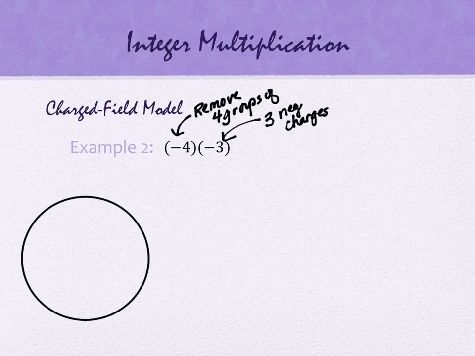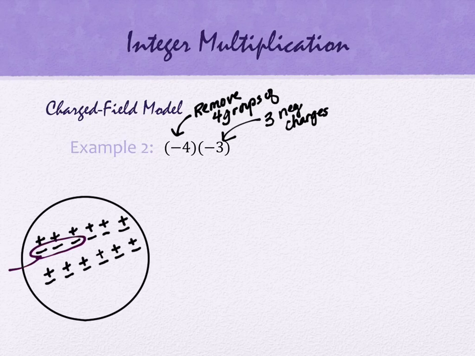So in order to remove them, they have to be there, and so I'm going to insert positive and negative pairs. And there are going to be 12 positive and negative pairs that I'm going to put in there. My circle still has a charge, if you will, of 0 because the negatives and the positives balance out. And so then I'm going to remove 4 groups of 3 negative charges. So here's 1 group of 3, 2 groups of 3, 3 groups of 3, and 4 groups of 3.